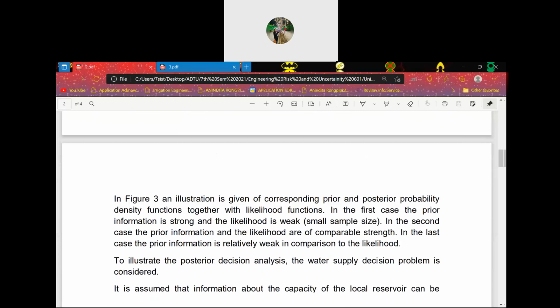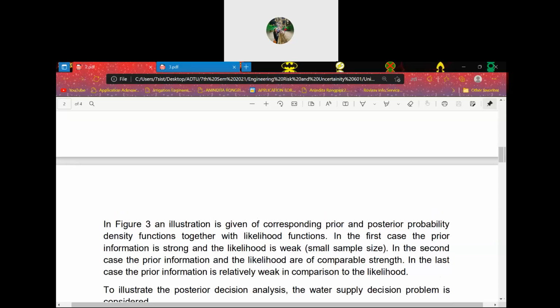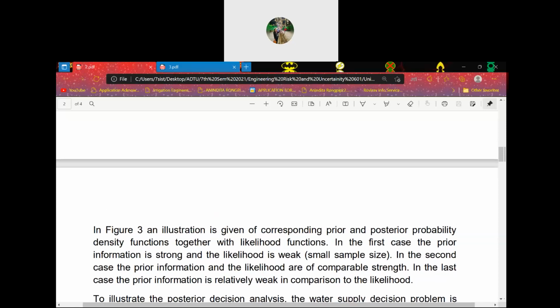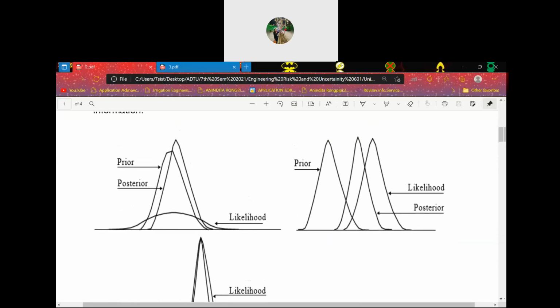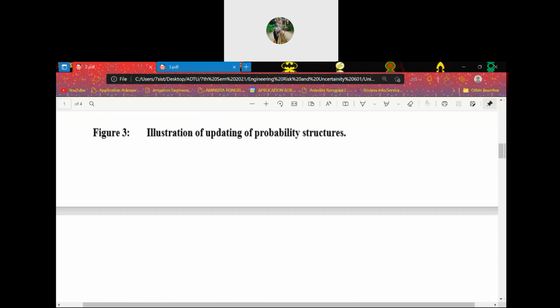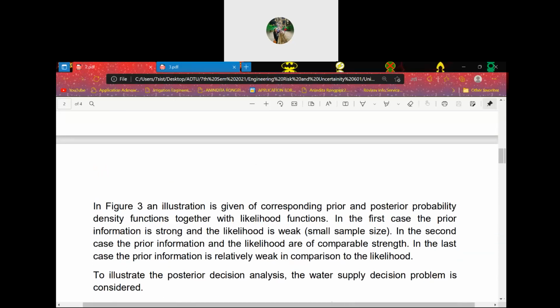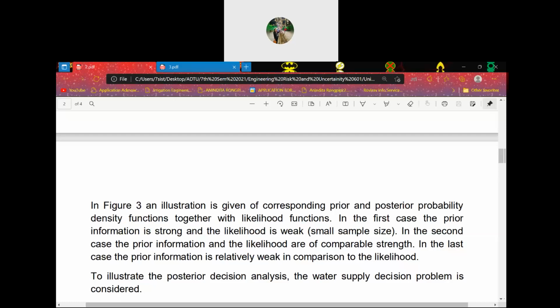So it's the case for prior with updating probability structures, and this figure is the illustration of probability structures. Next, in figure 3, an illustration is given of corresponding prior and posterior probability density functions together with likelihood functions. In the first case, the prior information is strong and the likelihood is weak, that is, the sample size is small. In the second case, the prior information and the likelihood are of comparable strength. And in the last case, the prior information is relatively weak in comparison to the likelihood.